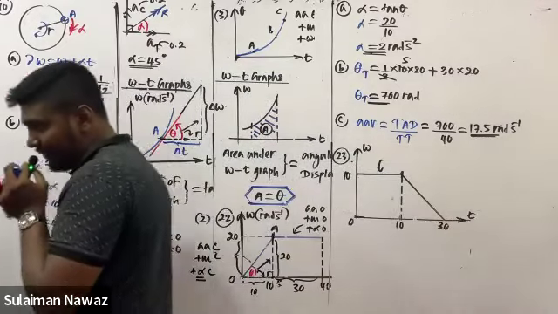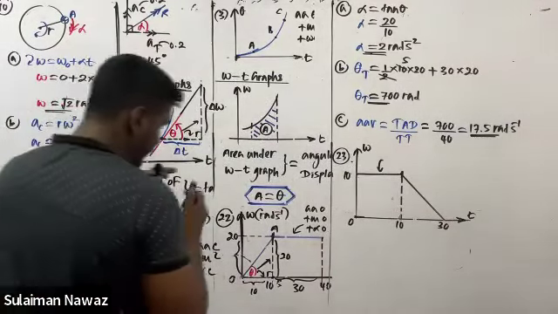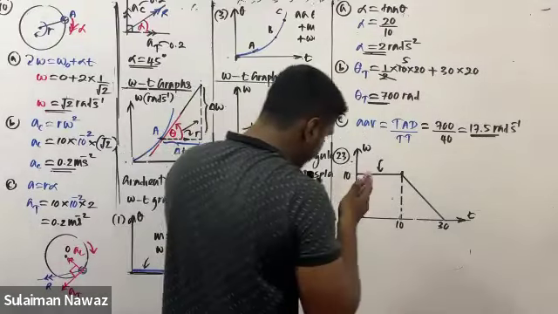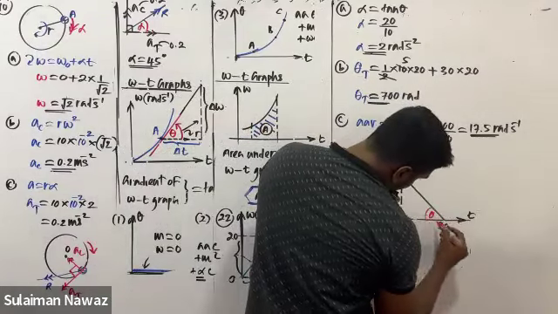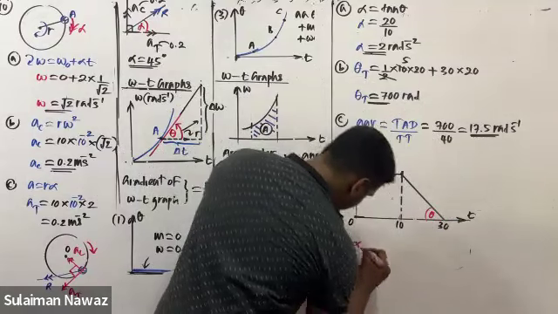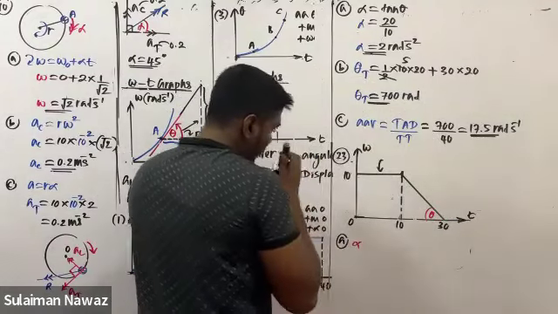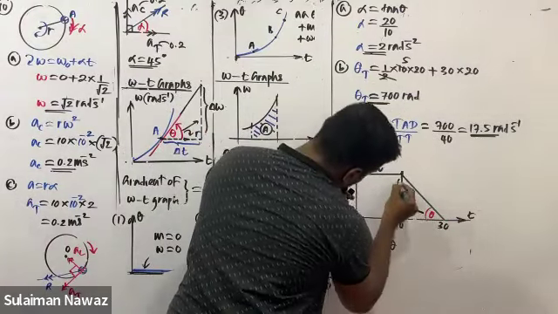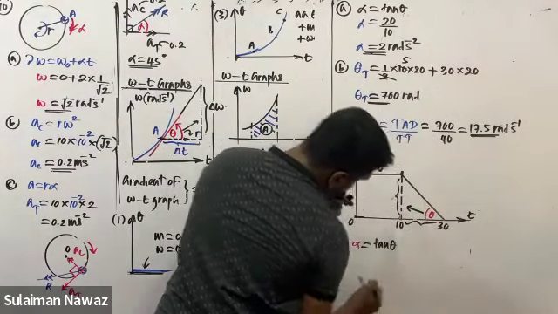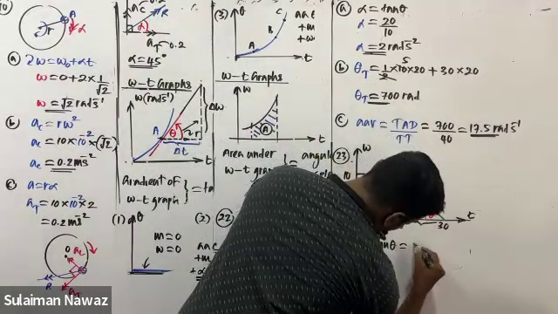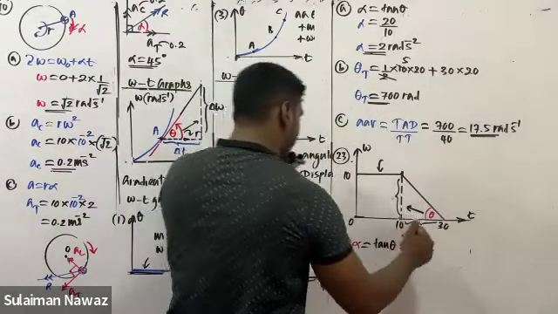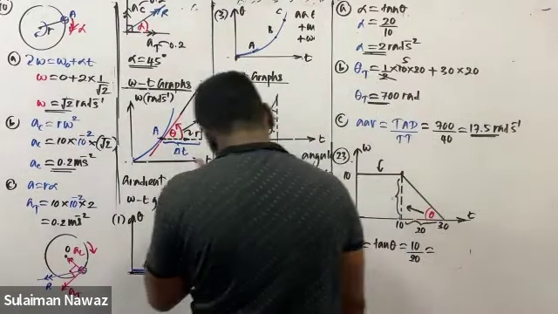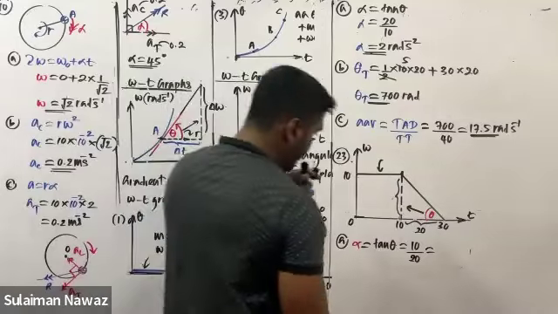First they are asking angular deceleration. Not difficult, simple. If you put this as theta, tan theta means angular deceleration. Tan theta means opposite over adjacent. Opposite is 10. Adjacent is how much? This gap is 20, 10 to 30 means 20. So therefore, the angular deceleration of the motion is 0.5 rad per square second.